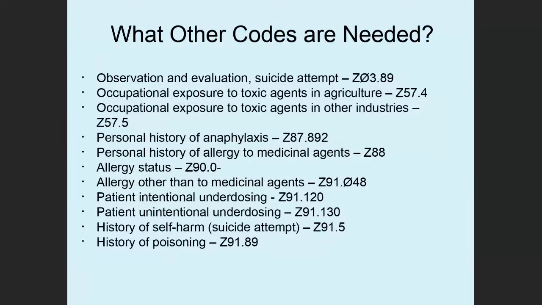There are many Z codes related to poisoning, adverse effects, toxic effects, and underdosing. For example, observation for suicide attempt, allergy status, intentional underdosing, unintentional underdosing, history of suicide attempt, history of poisoning. So these may be used in addition to the other codes we've talked about.